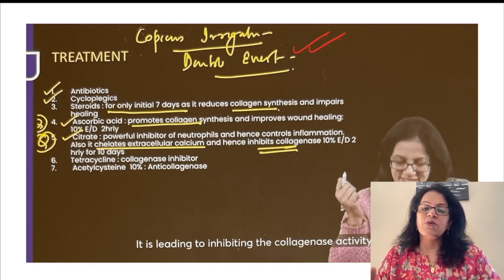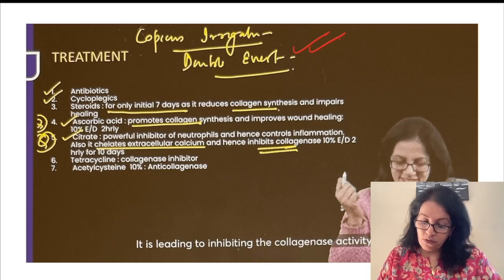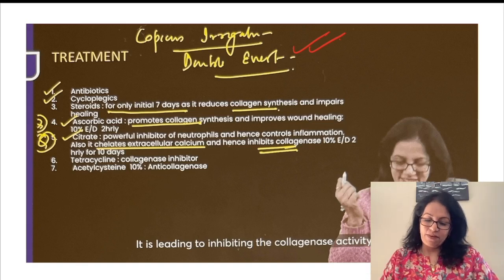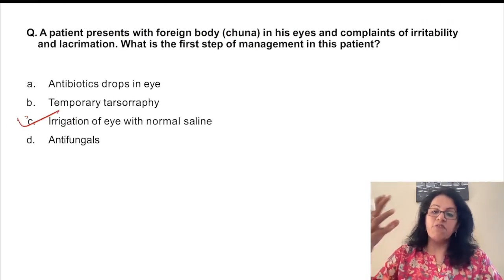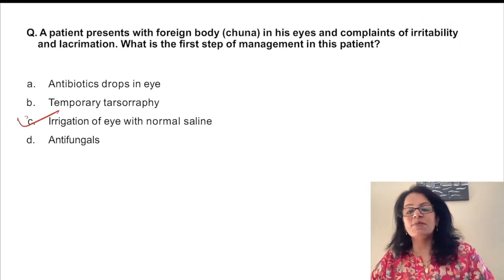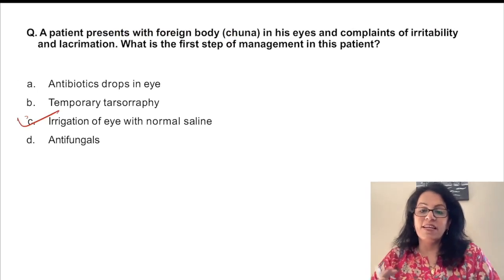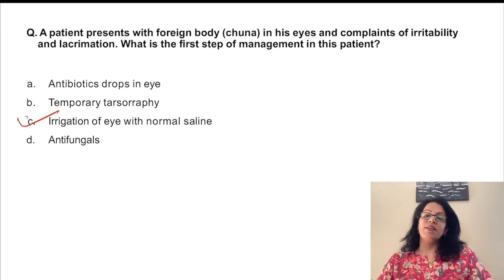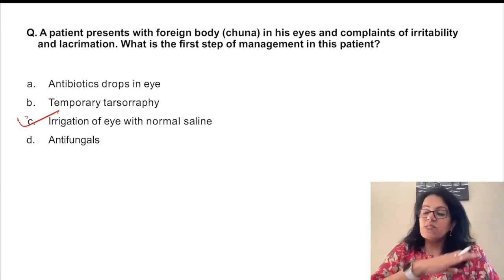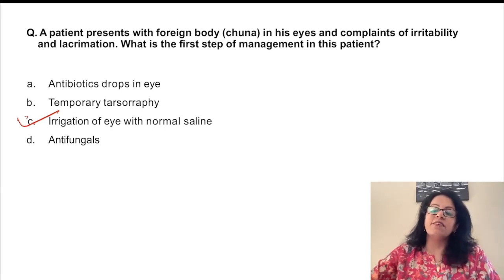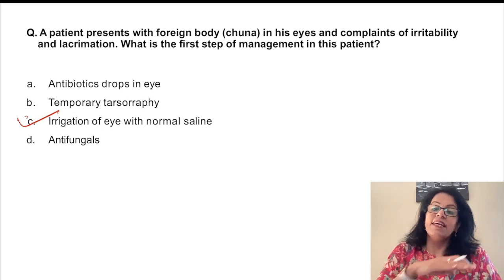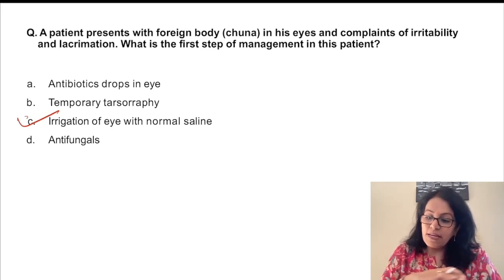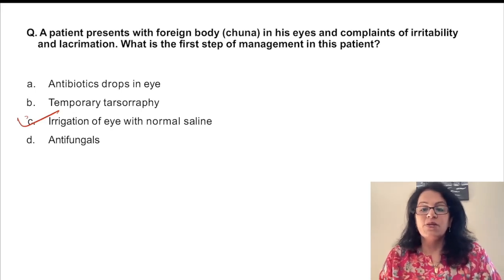Ascorbic acid and citrate also help in healing, and therefore this can be given. It will promote collagen synthesis. Okay. And then another very common question that is asked, which I think everybody must know: which is more dangerous, acid or alkali? It's always alkali, because it penetrates the cornea and goes inside. When you talk about acid, I'm sorry, in acid burns, it coagulates the protein and makes a layer, so that it doesn't go deep inside. Right?